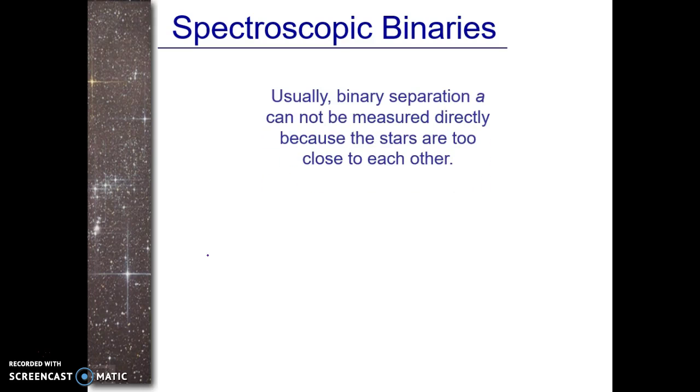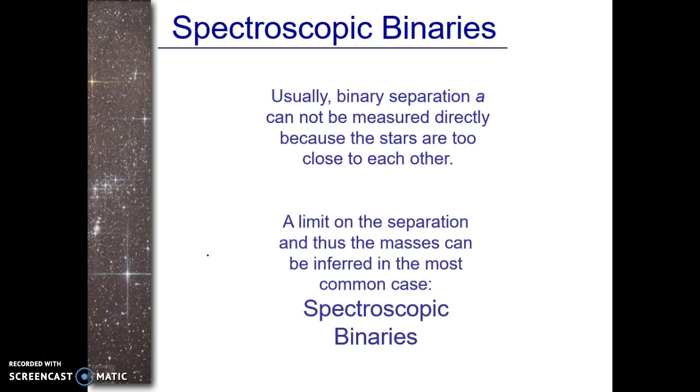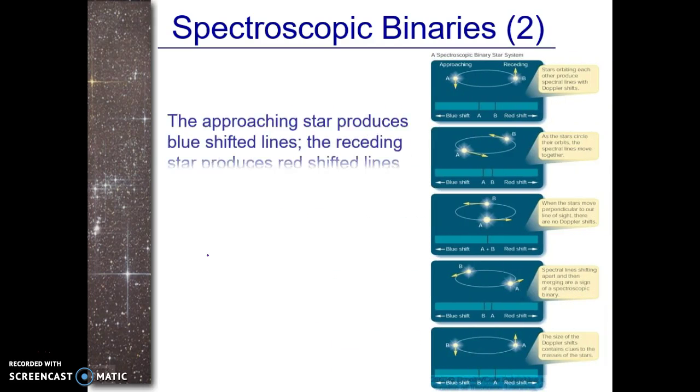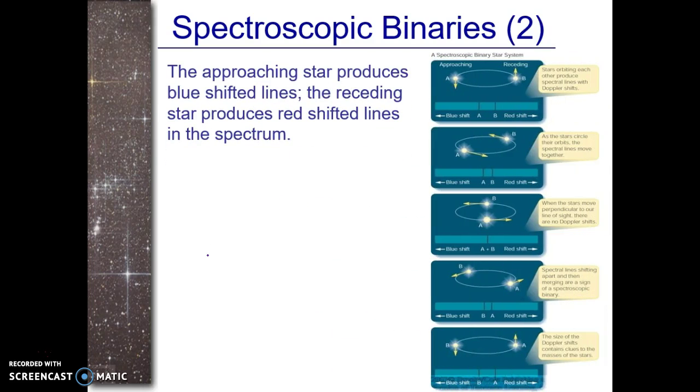It looks like one big, huge star. The only way you can see them is by looking at their spectrum, by their Doppler shift, and I guess I could actually put this up here. Usually binary separation can't be measured because the stars are too close, right? And so this would be called spectroscopic binaries. So what happens? You can detect them through Doppler shifts.